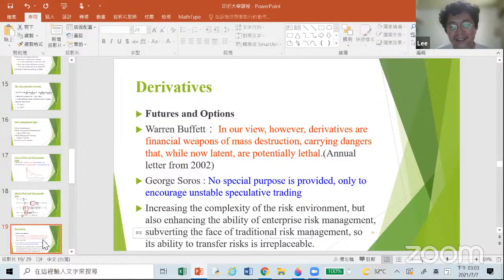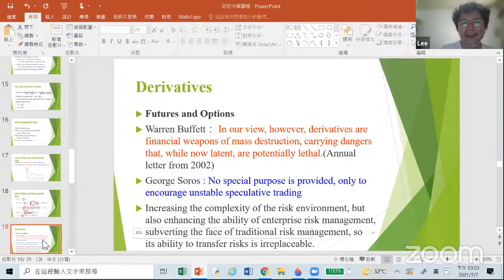Before, I said we use delta hedge and gamma hedge. But if you use futures to hedge, normally, if the maturity is the same, the delta could be one or minus one. So normally using futures to hedge is easier to understand compared to options.